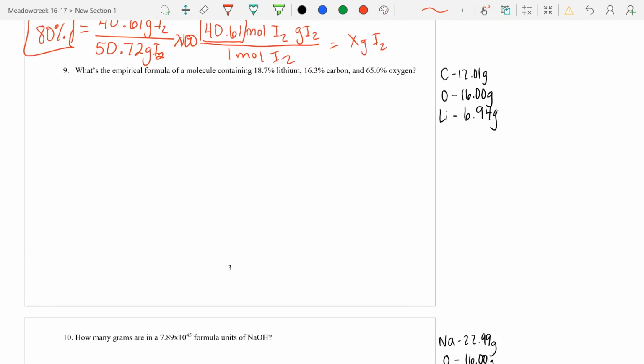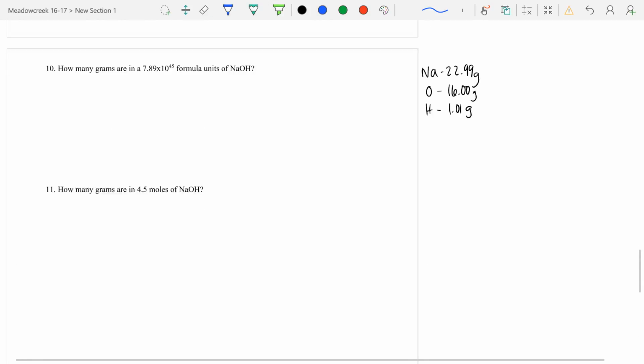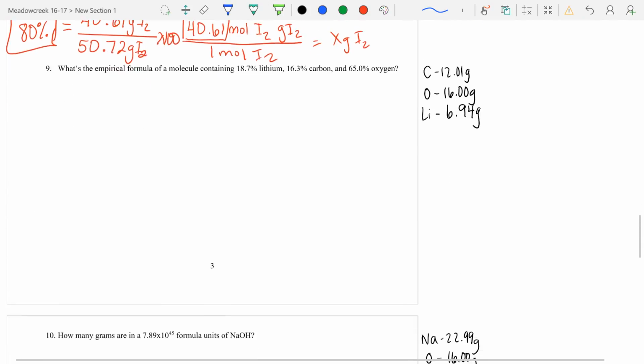Alright, guys, we're on problem 9, which means we're almost finished. Problem number 9 is an empirical formula question like last test. Now, in this problem, remember the way to convert empirical formula is, let's go back up.